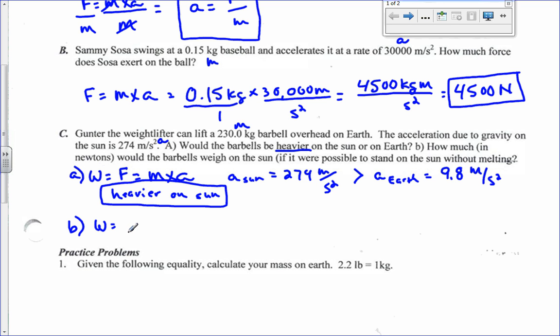Okay, so how much would it weigh? How do we find out? Mass times acceleration. So that's going to be 230 kilograms, that's our mass, times 274 meters per second squared. It's going to be 63,020 kilogram meters per second squared, which is a newton. Good.